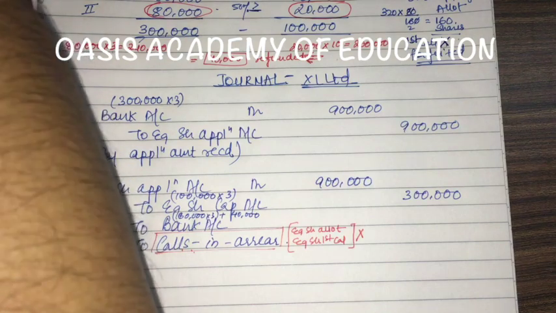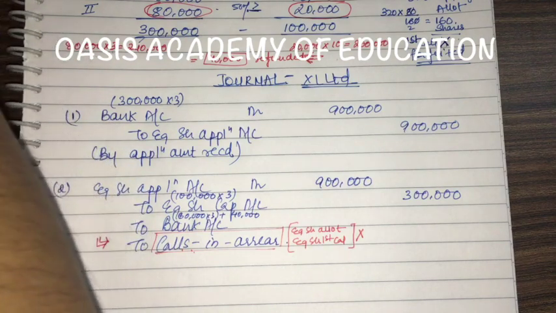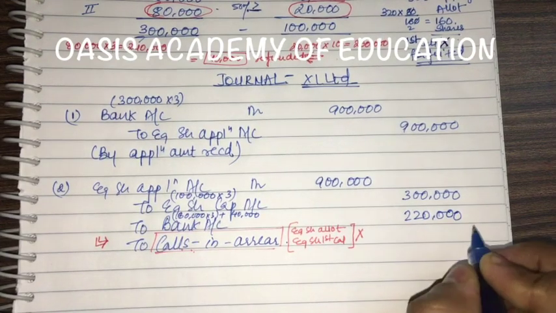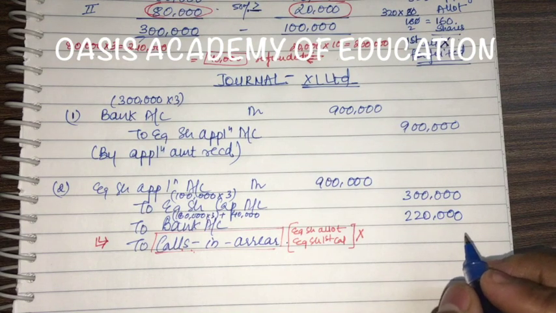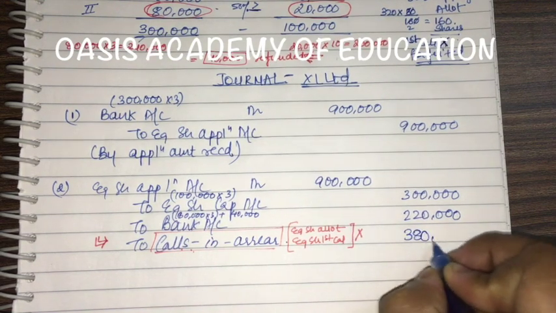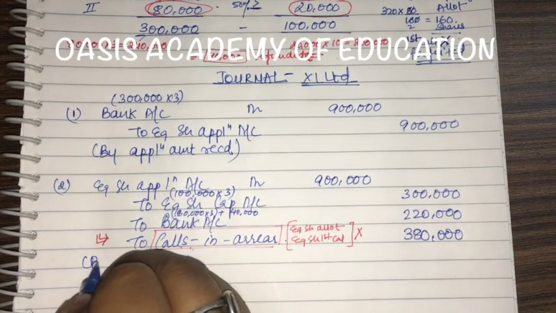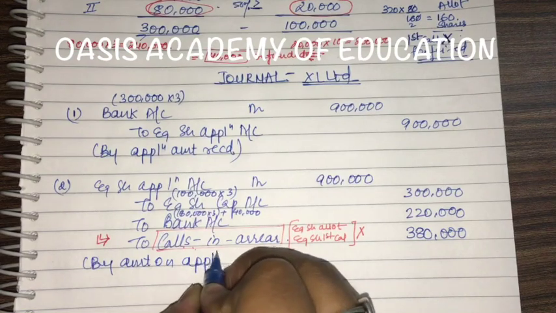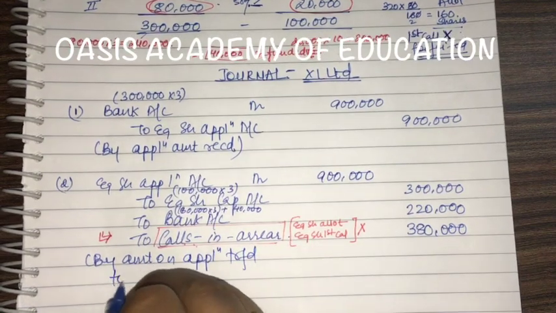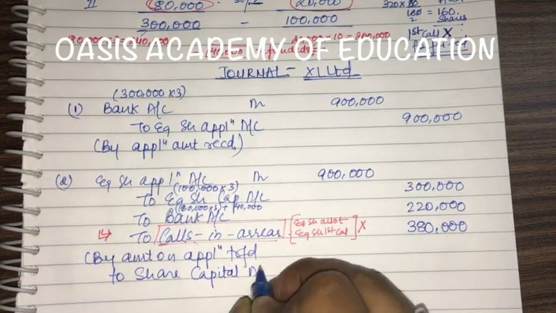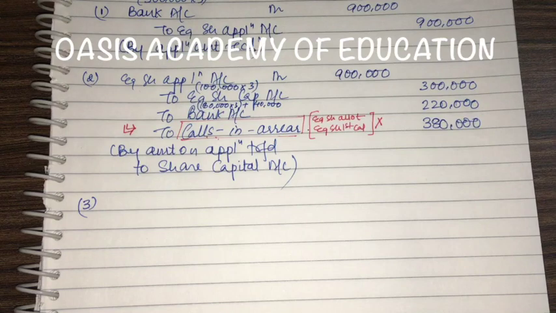1,60,000 into 3 plus 40,000. So that comes out to be 2,20,000. Now further, I can find out the balancing figure in this particular case for calls in advance. That comes out to be 3,80,000 rupees, being amount on application transferred to share capital account.